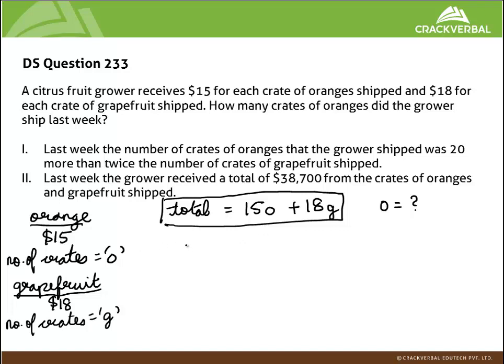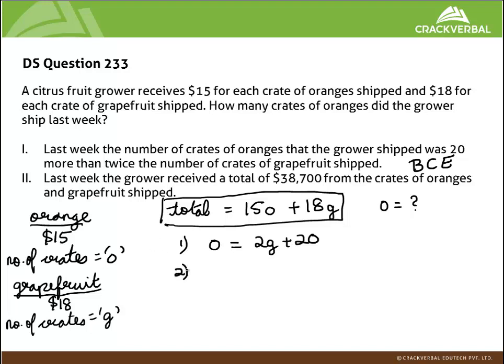Now evaluating the statements individually, the first statement gives us that last week the number of crates of oranges that the grower shipped was 20 more than twice the number of crates of grapefruit shipped. So O is equal to 2G plus 20. Now clearly here the value of O would depend upon the value of G. So if we plug in different values for G, we are going to get multiple values for O, and it's impossible for us to get one definite answer for O. So the first statement is insufficient and the three possible answer choices are B, C and E.